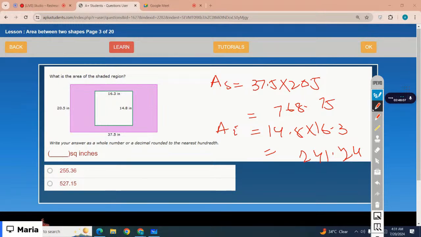Just 768.75 minus 241.24. That is 527.15, the correct option, right? The correct option is option number 2. Got it?